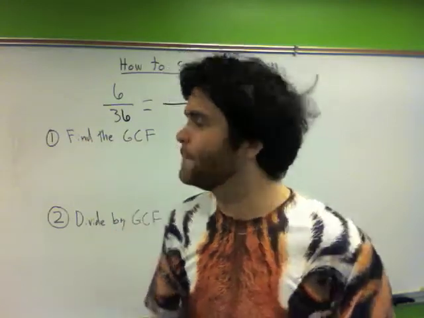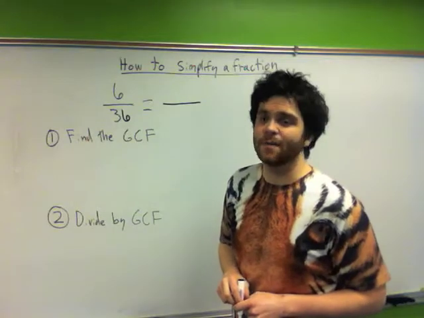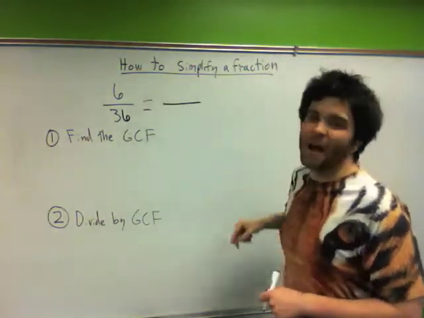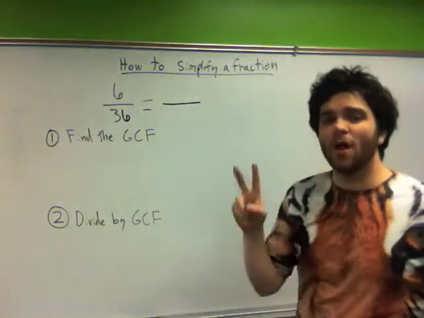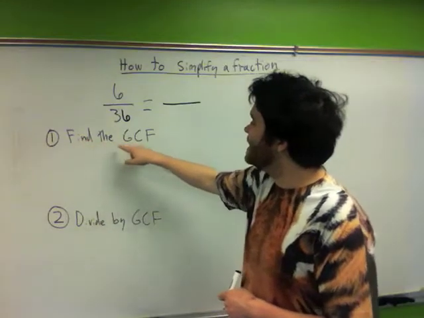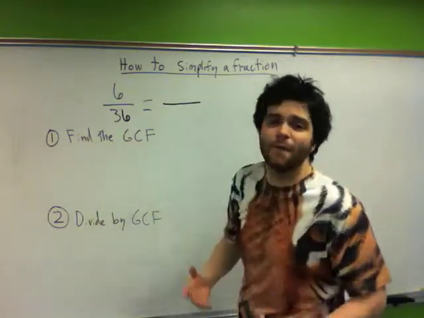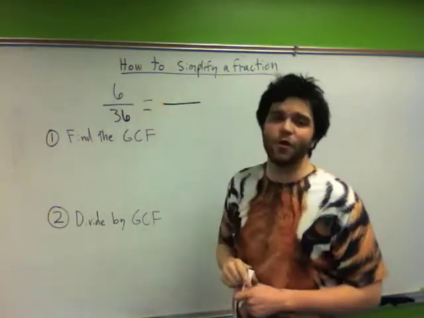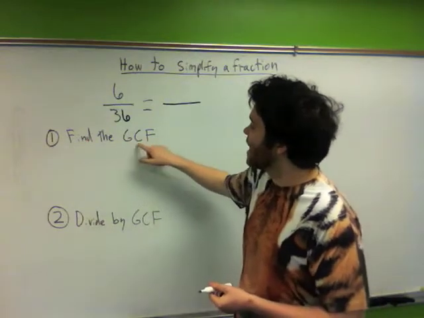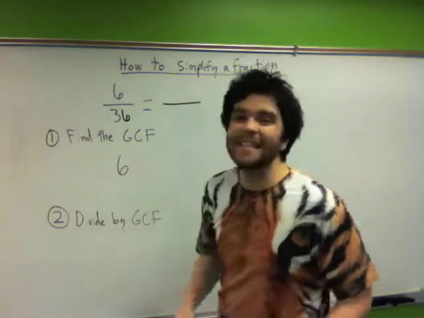Let's get started. I have a fraction here, 6 over 36. I want to find its simplified form. I want to simplify this fraction. I have to follow two steps. First, I have to find the GCF. When I say that, I mean I have to find the greatest common factor of 6 and 36. Well, the greatest common factor of 6 and 36 is 6.